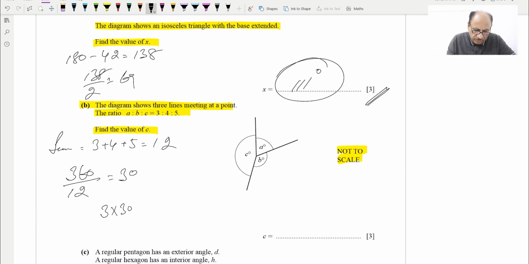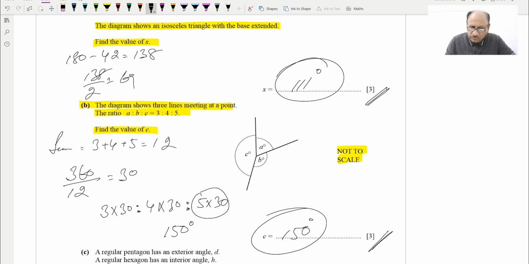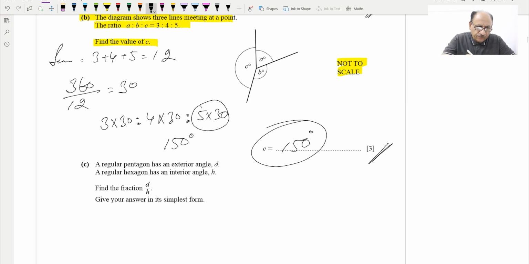So 3 multiplied by 30, 4 into 30, and 5 into 30, and we are looking for C, which is 5 into 30. So 5 into 30 is required, which is 150. So 150 degrees will be the answer, and this is for 3 marks. Hopefully you understand this. Now for part C, a regular pentagon has an exterior angle of d.